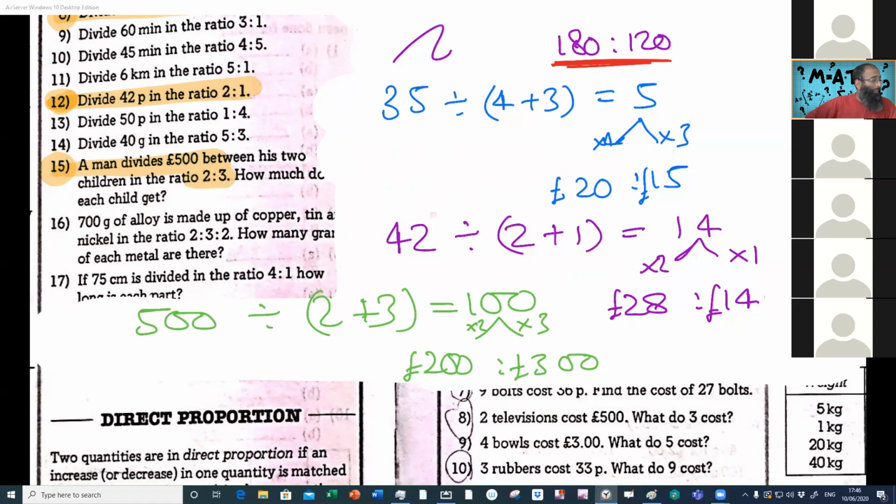Last but not least, we have the man. So 500 pounds is divided amongst his 2 children in the ratio of 2 to 3. And then 500 divided by 2 plus 3 is 500 divided by 5, which gives you 100. So each part, each share is 100. The first child gets 2 parts, so that's 200.